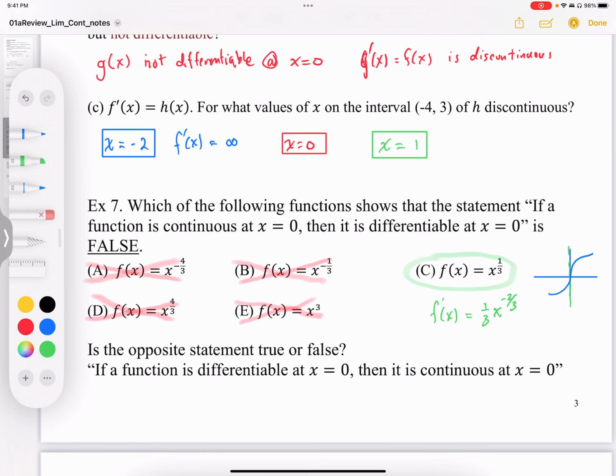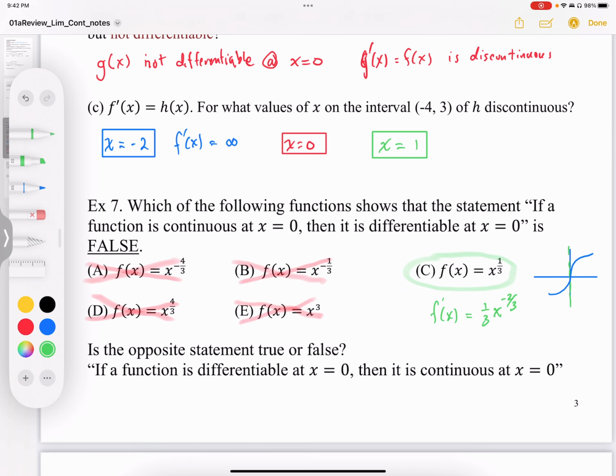The second part of this question says, is the opposite statement true or false? Okay, the opposite statement will be that if it is differentiable at x equals 0, then the function is continuous. So that's going to always be true. Okay, because if a function is differentiable, that means the function is smooth and continuous. So then it must be continuous at that point. So that opposite statement will always be true.